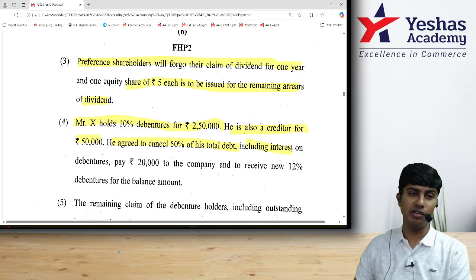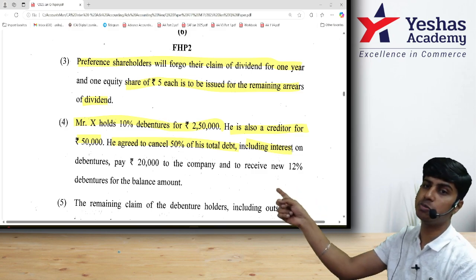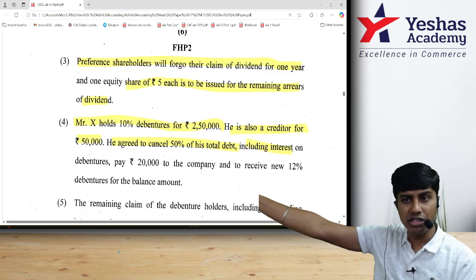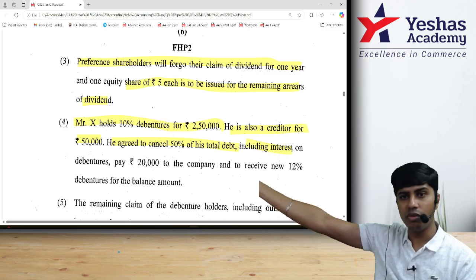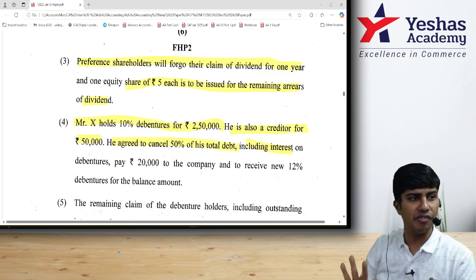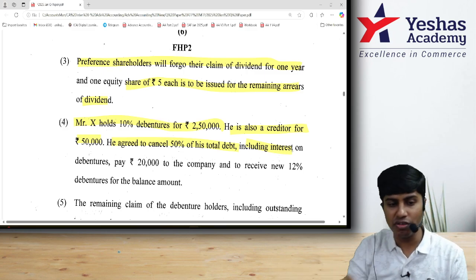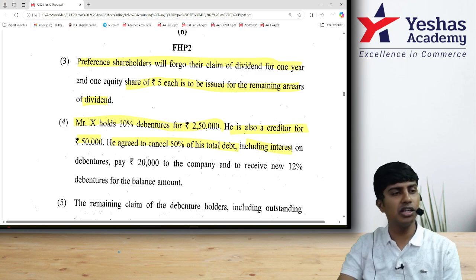Proportionate interest we should find. We don't know how many years interest is pending. 10% debentures is there, no. If it is 1 year, 25. If it is 2 years, 50. 3 years, 75. We don't know. I don't think they've given direct information. We have to figure that out once again.